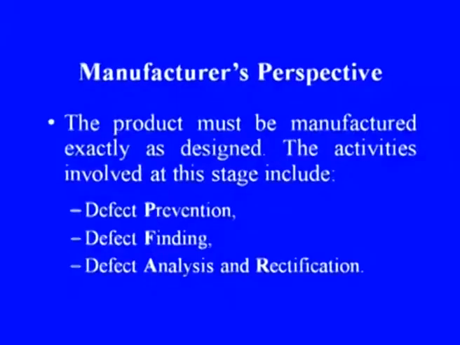And what is the manufacturer's perspective? The product must be manufactured exactly as designed. The activities involved at this stage include defect prevention, defect finding and defect analysis and rectification if there is any. The difficulties encountered at the manufacturing stage must be conveyed to the designers for modifications in design.